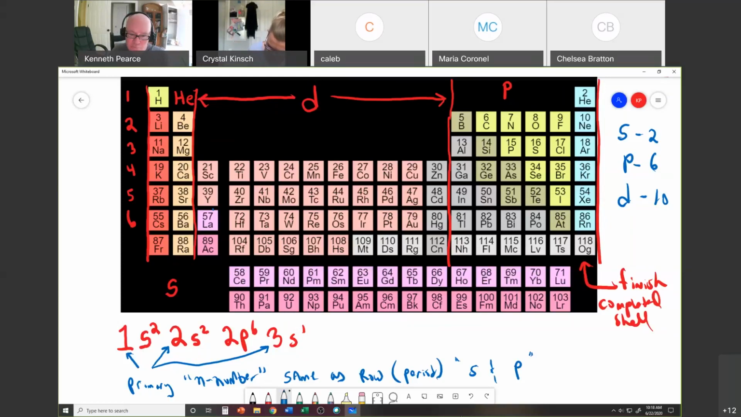For your D's though, n-1 equals your D's. Okay, n-1 equals D's. So your row number, as long as your S's and P's, is the same as the primary quantum number. When you drop into the D's, it's 1 less. So if you look at your D's, look at Sc, element number 21. When you hit element number 21, it's not going to be 4d, it's going to be 3d, because what's 4 minus 1? 4 minus 1 is 3. Okay, so your D's is the row number minus 1, or n minus 1.